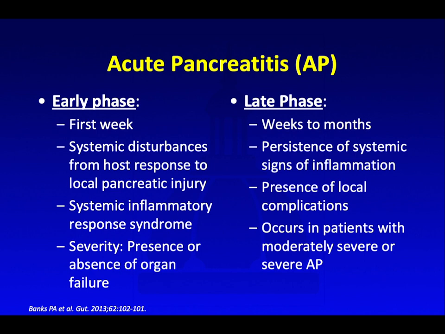In patients who have either moderately severe or severe acute pancreatitis, they will go on to develop a late phase of acute pancreatitis that may last from weeks to months. And this is due to persistence of systemic signs of inflammation or presence of local complications, and as I said before, only occurs in patients with moderately severe or severe acute pancreatitis, because patients with mild acute pancreatitis, their symptoms would be expected to resolve within the first week or so.